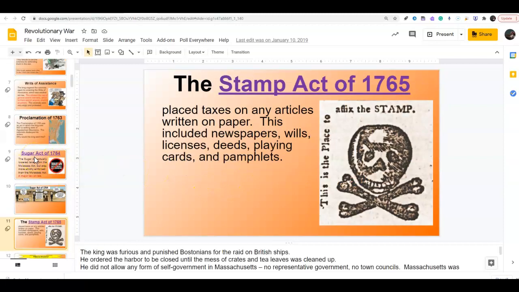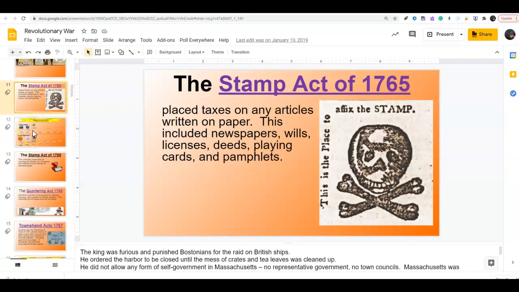The Stamp Act of 1765 put a tax on anything on paper. Wills, licenses, deeds, playing cards, pamphlets, basically anything that was on paper required a stamp. If it didn't have this stamp, it could be destroyed. This was just one way that the British was taxing things that the colonists were using so that they could recoup some of the money for the French and Indian War.